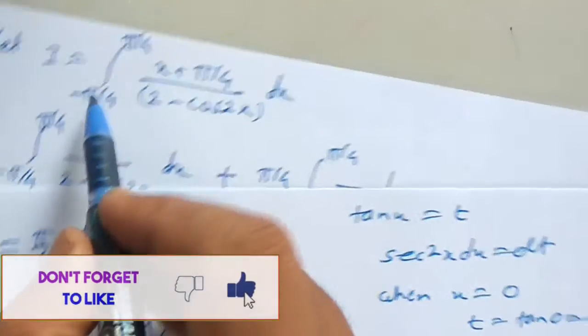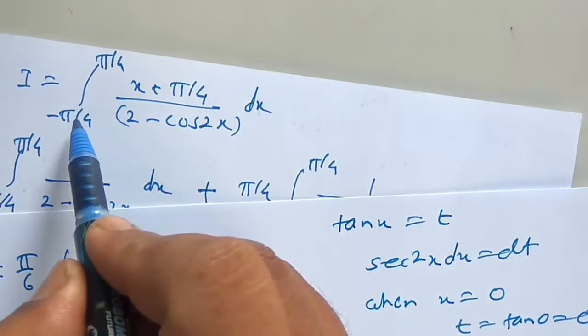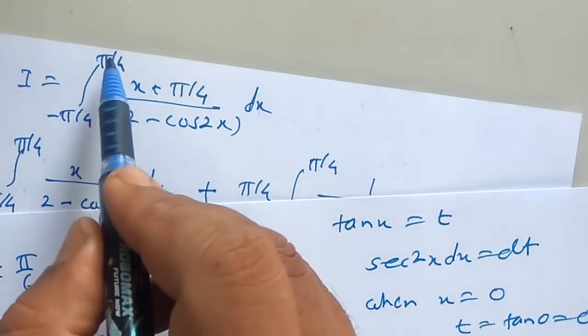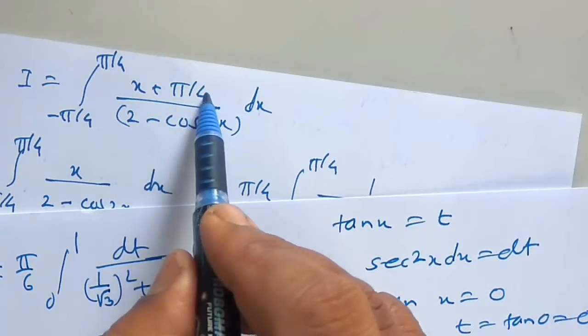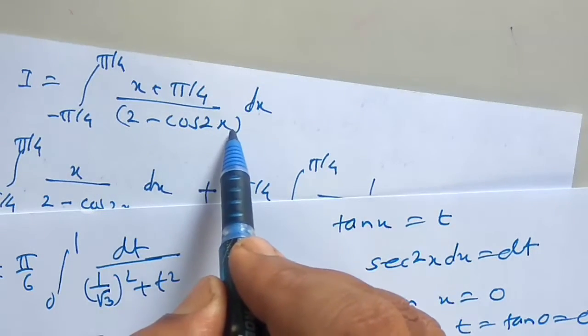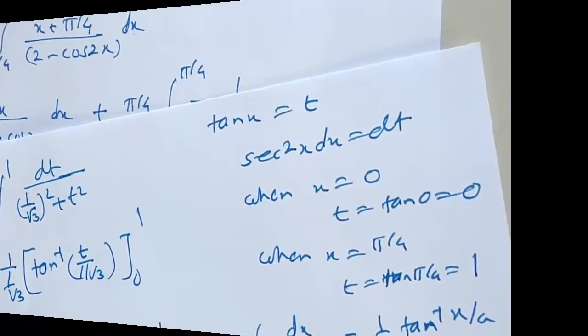This is the value of the integration minus pi by 4 to pi by 4 of (x plus pi by 4) upon (2 minus cos of 2x) dx.